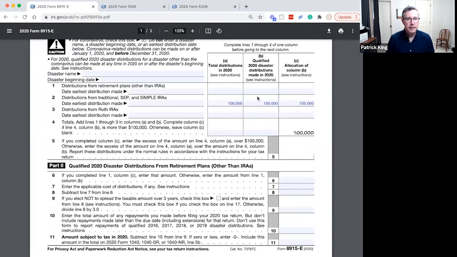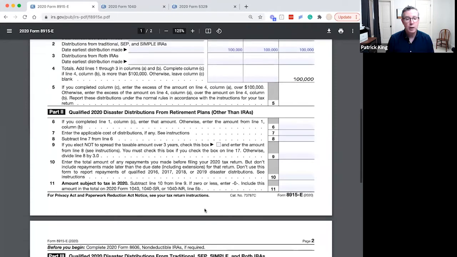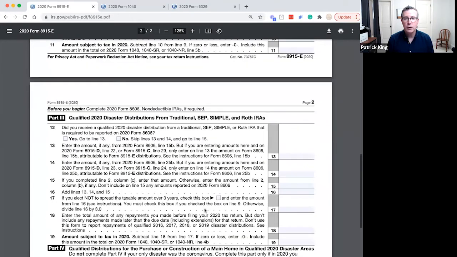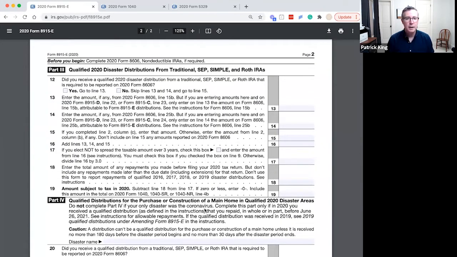part 2 if you did anything on line 1. So if you took out any kind of withdrawals from retirement plans other than IRAs, you're going to fill this out. I'm going to skip this because I assume most of you have taken IRA withdrawals. If you're watching this, that's at least, again, what I've heard from the comments and from what everyone has told me, having reached out to me from prior videos. So we're going to skip this for our example, but it is very similar to what we are going to see in part 3.